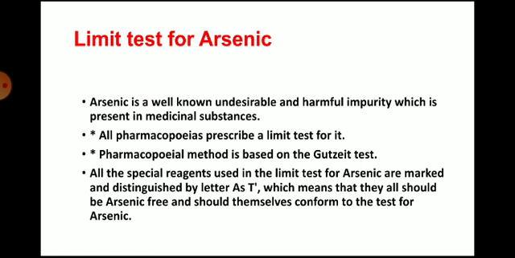The limit test for arsenic. Arsenic is an undesirable harmful impurity present in medicinal substances. All pharmacopoeias prescribe a limit test for arsenic. The pharmacopoeial method is based on the Gutzeit test. In this, special reagents are used for the limit test of arsenic, marked and distinguished by the letter T, meaning they should all be arsenic free and should themselves conform to the test for arsenic.